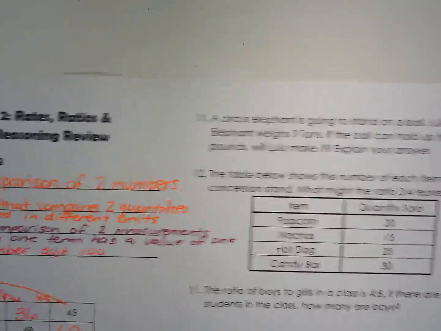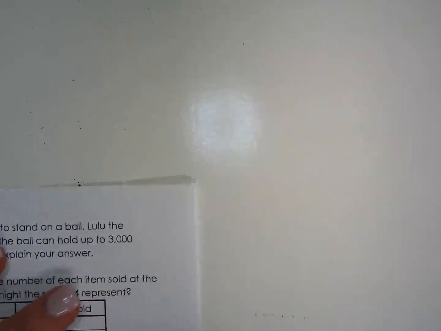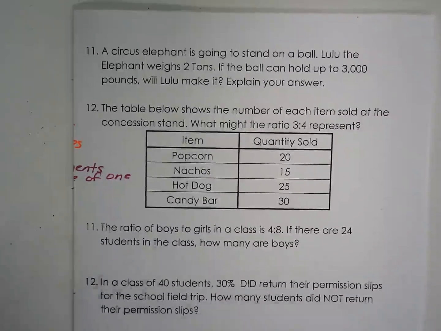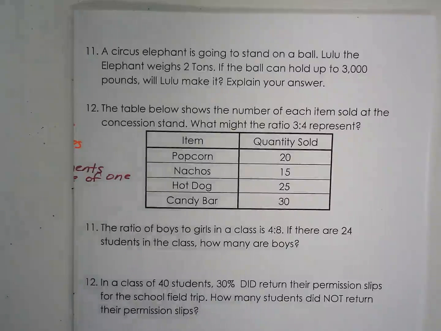All right, we're going to switch over to the other side of the page here. Question number 11. I'm just going to fold this over so I have a little bit more room to work. Question number 11 says that a circus elephant is going to stand on a ball. Lulu the elephant weighs 2 tons. If the ball can hold up to 3,000 pounds, will Lulu make it? Explain your answer. Will she be able to stand on that ball without falling?